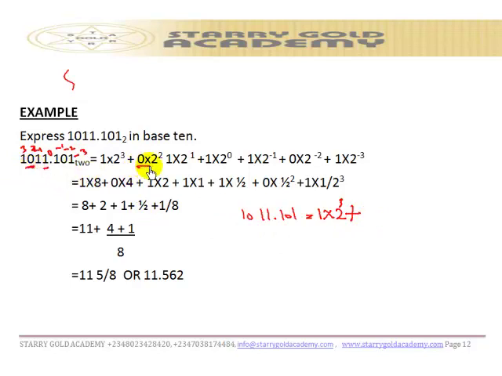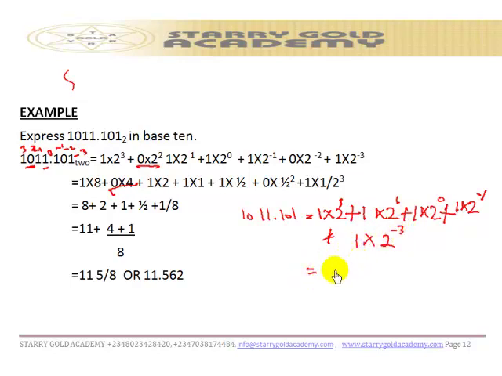Why? Because the 0 will still give us 0. 0 times 4 is 0. So instead of stressing yourself, let's skip the 0. Now move to the next number. That's 1 times your base raised to 1 plus 1 times your base raised to 0 plus, now to the decimal part, 1 times your base raised to -1. Skip the 0 plus 1 times your base raised to -3.